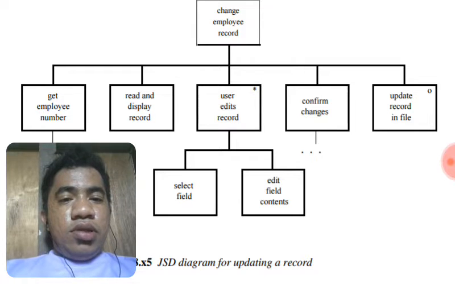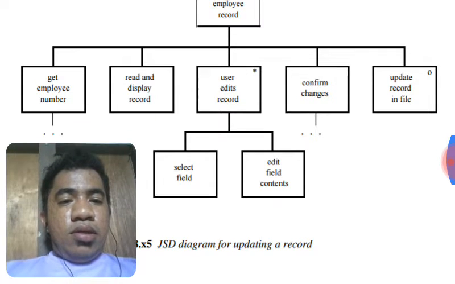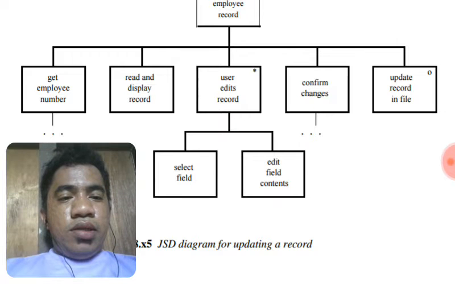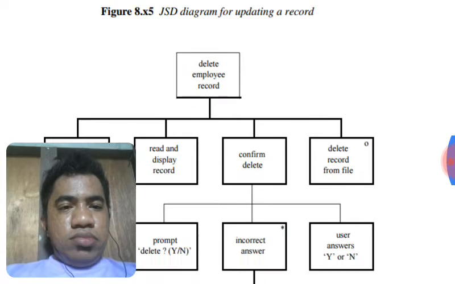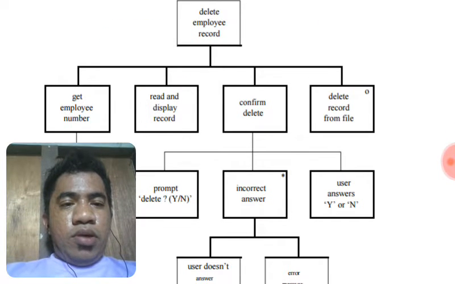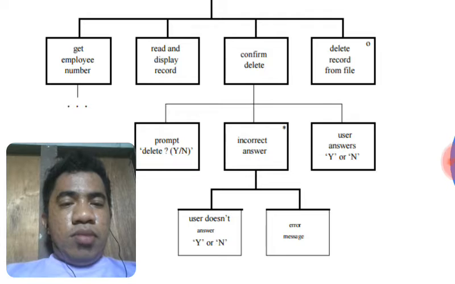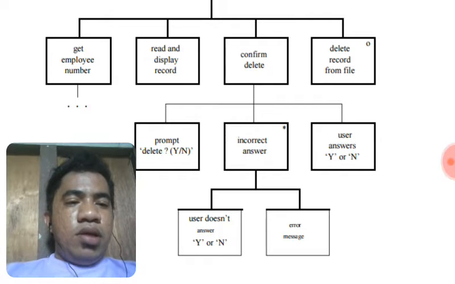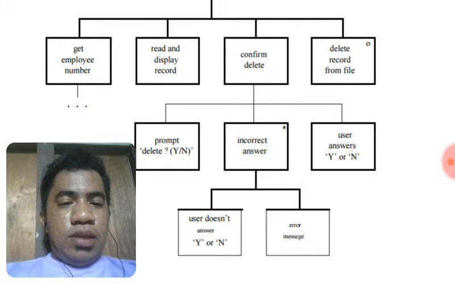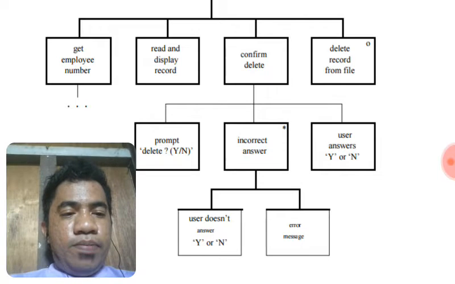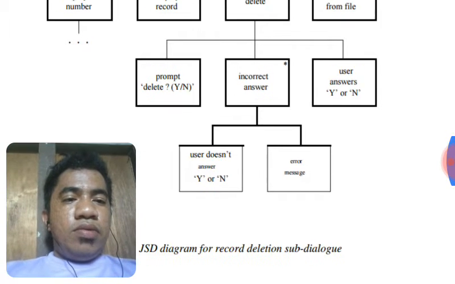Check employee record. Get employee number. Read and display record. View edit record. Set field and edit field content. Confirm change, update record in file. Delete employee record. Get employee number. Read and display record. Confirm delete. From delete Y or N. Incorrect password. User answers Y or N. Incorrect password. User does not answer Y or N. Error menu get. Delete record from file.